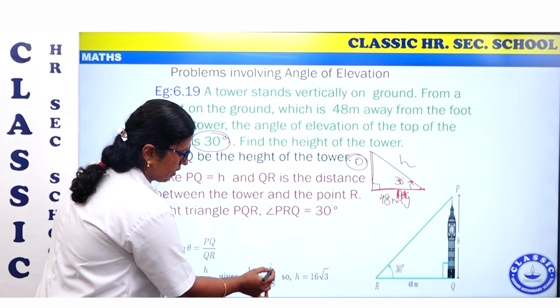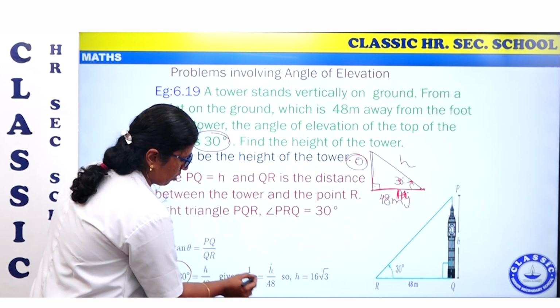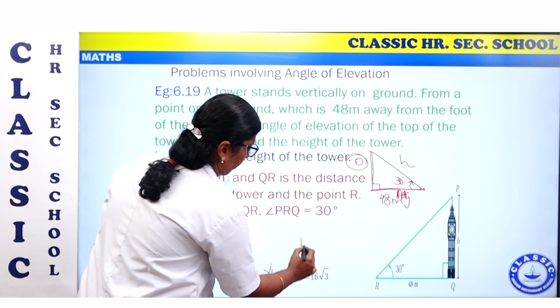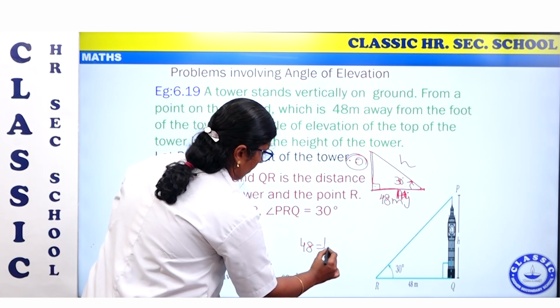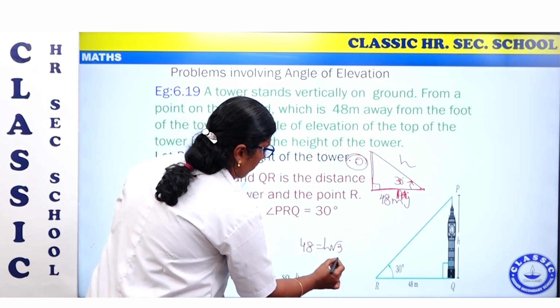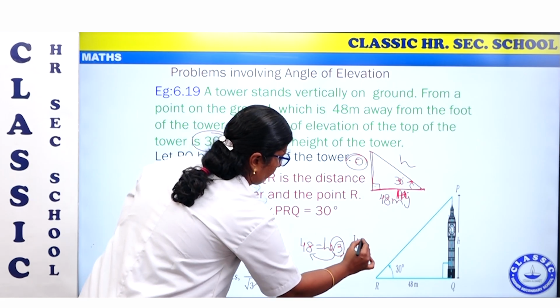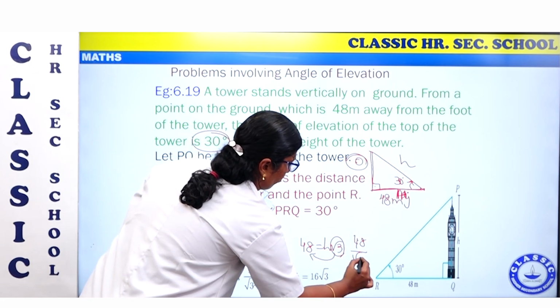One side h is the height of the tower, another one is 48. Just cross multiply. So 48 into 1, 48. H into root 3 is h root 3. You just simplify this multiplication: root 3 comes to this side, meaning division by root 3. 48 divided by root 3.